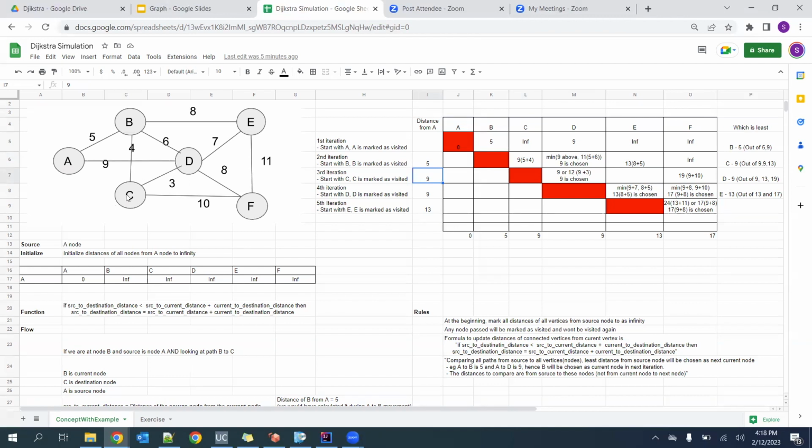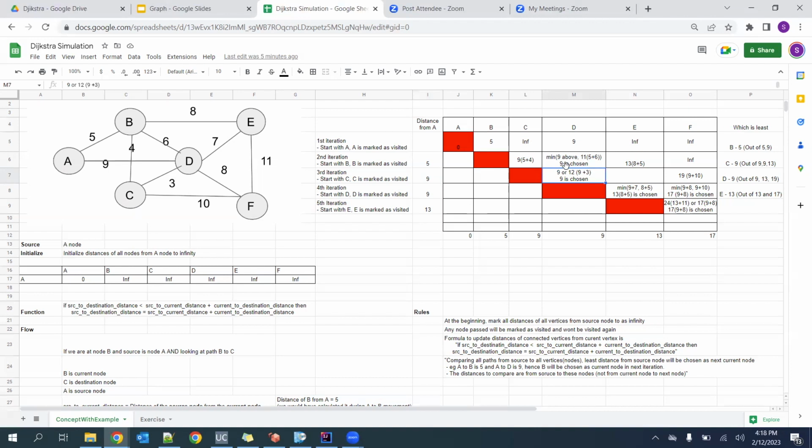Now, which are not connected to C? C is connected to B, but B is already marked as visited, so we won't even consider it. Other than B, C is connected to node F and D, correct? So let's see what is the distance between C and D. C and D is 3. We already have source to C as 9. So 9 plus 3 becomes 12.